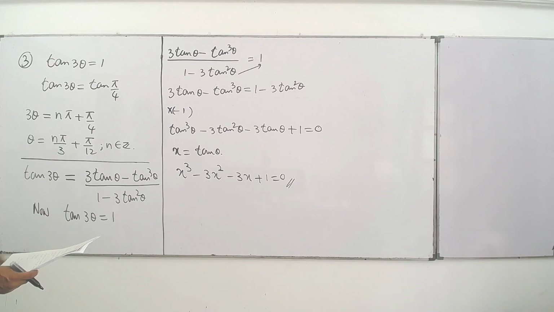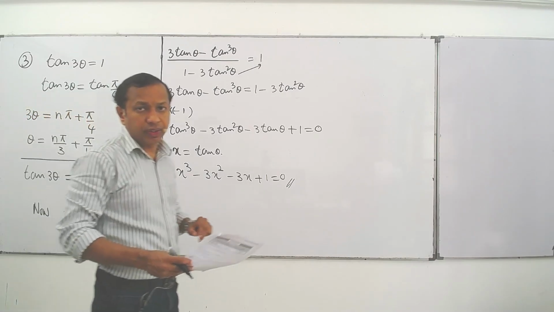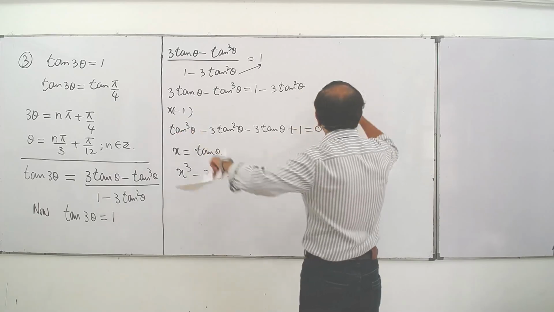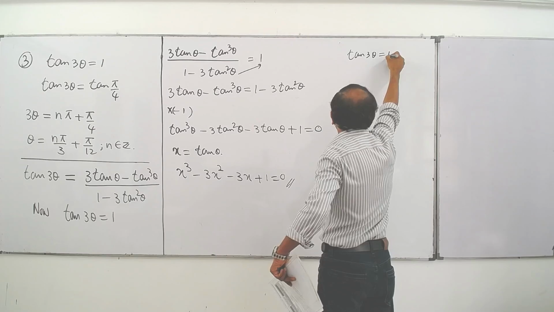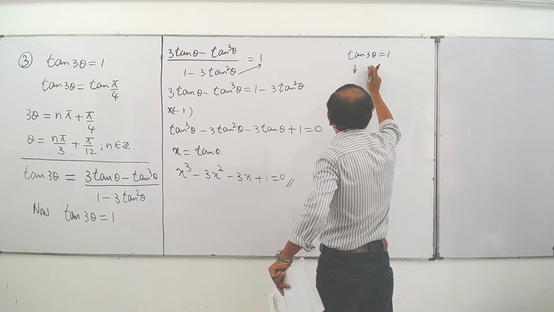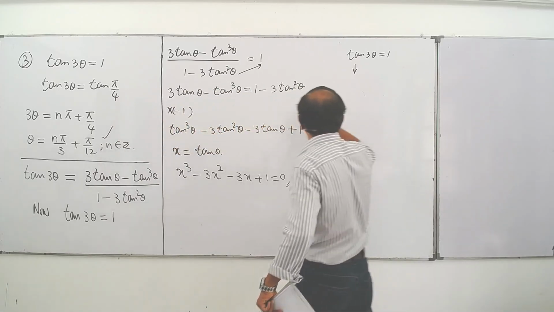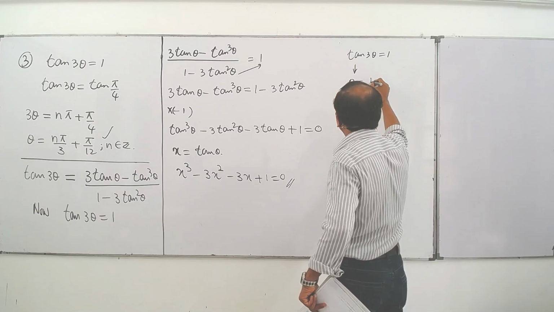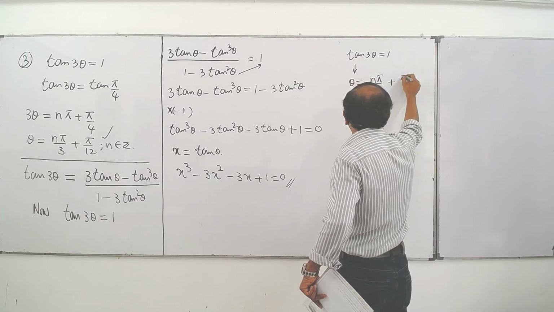Okay. Now here, these two equations you have to understand very carefully. Here, tan 3 theta equals 1. I solved for theta, and the answer for theta is given by theta equals n pi by 3 plus pi by 12. Right.